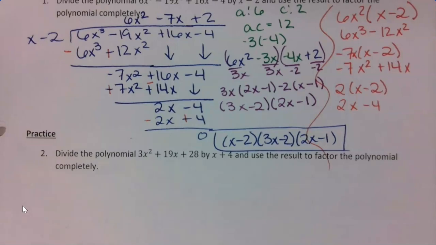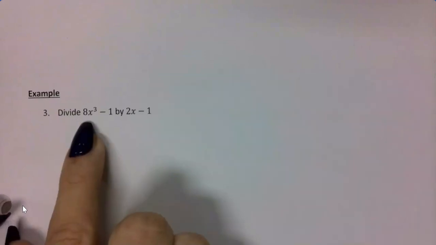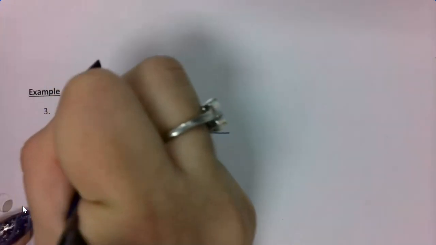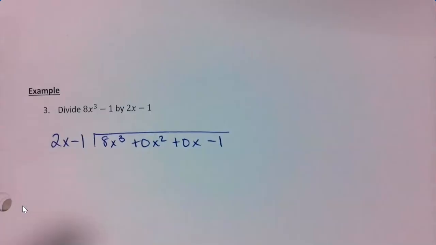Okay, so number 3, it's more of the same thing, except this time I don't have all of my terms between x cubed and my constant. So what I'm going to do is write what I'm dividing by on the outside like normal. And then on the inside, I'm going to have x cubed, then plus 0x squared plus 0x minus 1. And I'm just using those 0x terms as placeholders so I don't forget about them as I'm working through the equation.